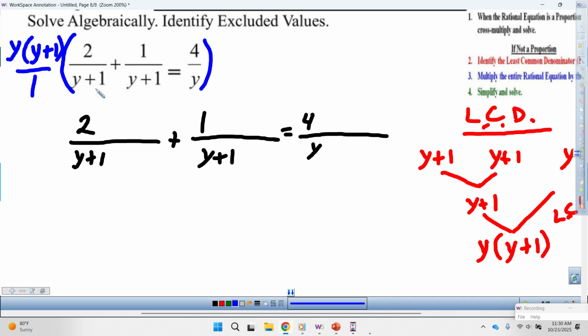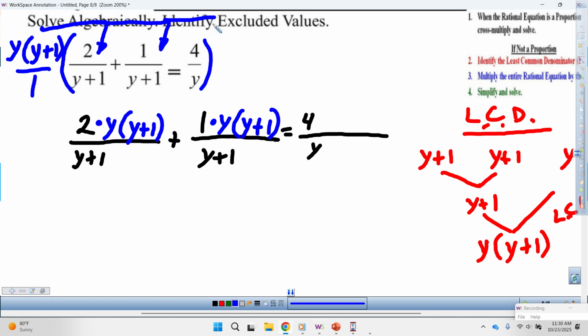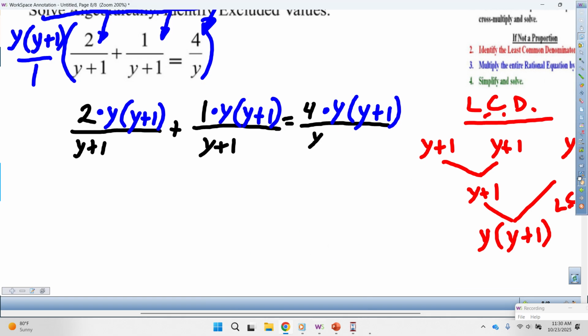So let's distribute this one to the first numerator. So to the 2, so it's times y plus 1. To the next one, times y plus 1. To the last one, times y plus 1. So we're done with that step. We go to the last step, which is to simplify and solve.